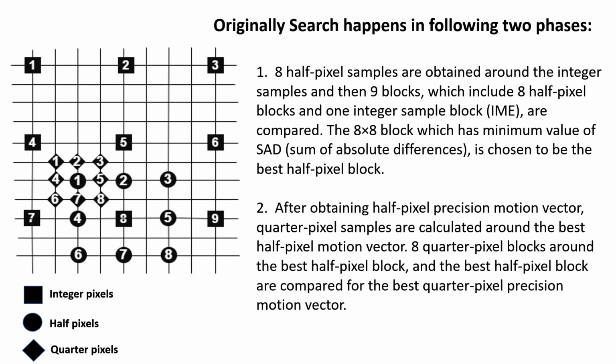Now in the second phase, we interpolate around the best half pixel block, as you can see in the diamond, 1 2 3 4 5 6 7 and 8. So again we form 8x8 blocks. We find the SAT values of all the 8 blocks, we compare them with the best half pixel SAT value and see which is the minimum, and the minimum will be the best quarter pixel SAT value and its motion vector will be obtained. So this is the original algorithm.